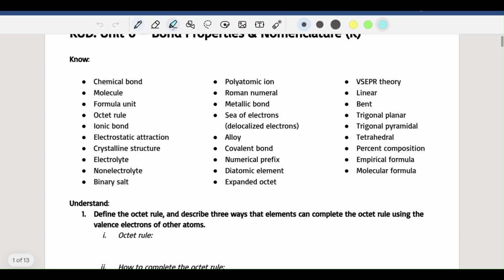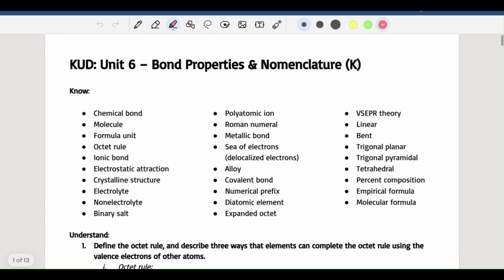So you just should have picked up your KUD for this new unit. Make sure your name is on it. And we're going to go ahead and highlight all of the vocab words that we're going to cover today. And then at the end, you can go back and make sure that you have a definition or some information written down for each word. So we are going to go through quite a bit today, but hopefully it's not too long.